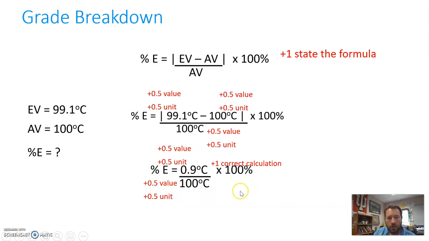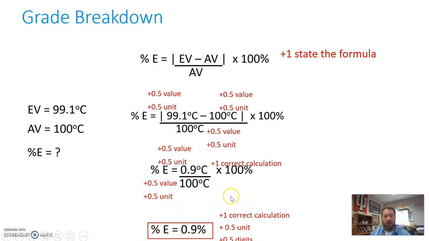Finally, we're ready for our last step. We do the division. 0.9 divided by 100 times 100. We get our percent error of 0.9%. And for that final part of the problem, you're getting 1 point for the correct calculation, 0.5 points for the correct unit, in this case percent. The degrees Celsius canceled out. You're left with just percent. And finally, 0.5 for the correct number of digits. We'll cover digits in a later unit, so soon you'll be expected to know where and how to round your final answer, and that too is worth 0.5 points.